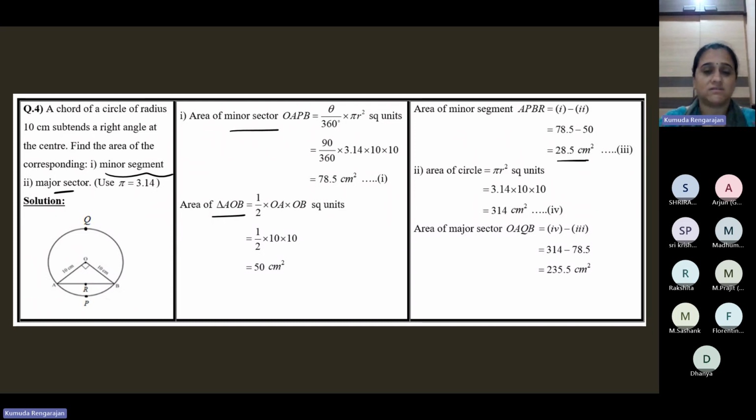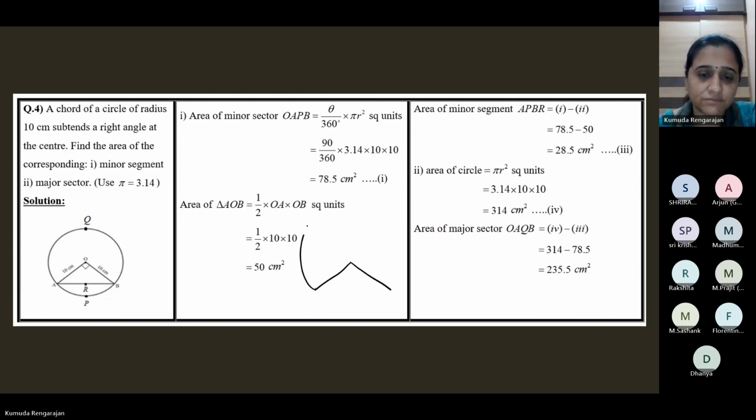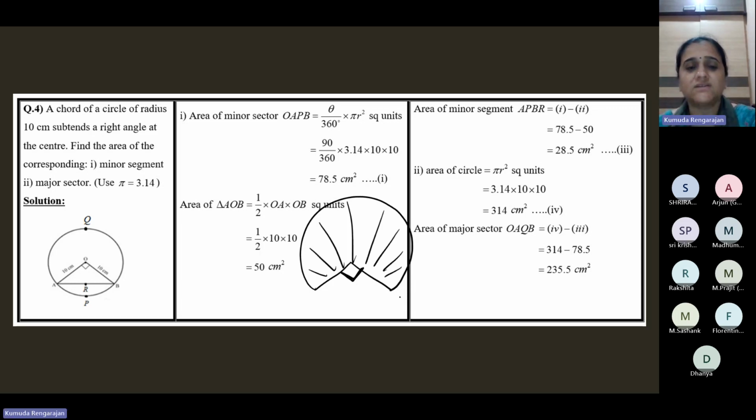Then major sector, we need to find the area of the major sector. How does a major sector look like? See here. This is the major sector. Here is that right angle. This area is the major sector. A sector is a region bounded by 2 radii and an arc. Major sector, so major arc. Minor sector, minor arc.